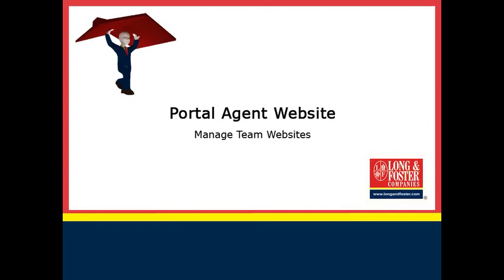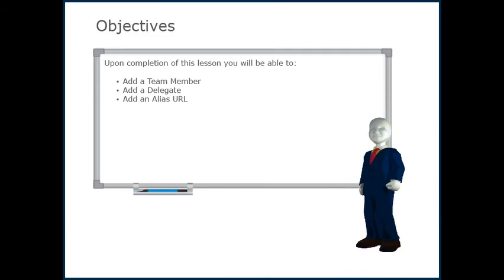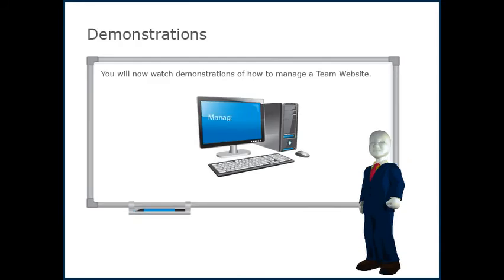This video will provide details on how to add team members and delegates to a team website, as well as how to add an alias URL to a team website. Upon completion of this lesson, you will be able to add a team member, add a delegate, and add an alias URL. You will now watch demonstrations of how to manage a team website.